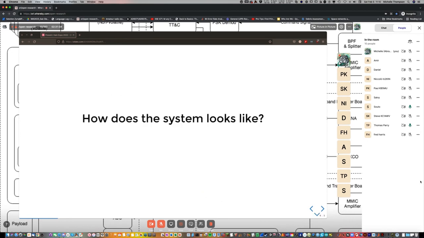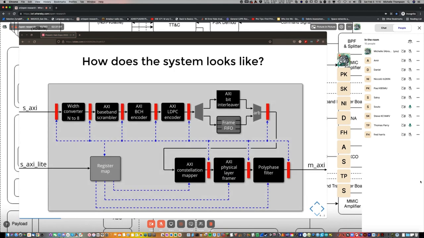Last thing on the intro is how the system looks like. This is a high-level block diagram of the encoder itself, as it's implemented in RTL. These red blocks here are the stream debug stuff that will allow blocking the data stream and allowing one word, one frame at a time. A key difference between this diagram and the functional diagram of the spec is the presence of this frame FIFO beside the bit interleaver, and it's going to be used for QPSK because QPSK has no bit interleaving.